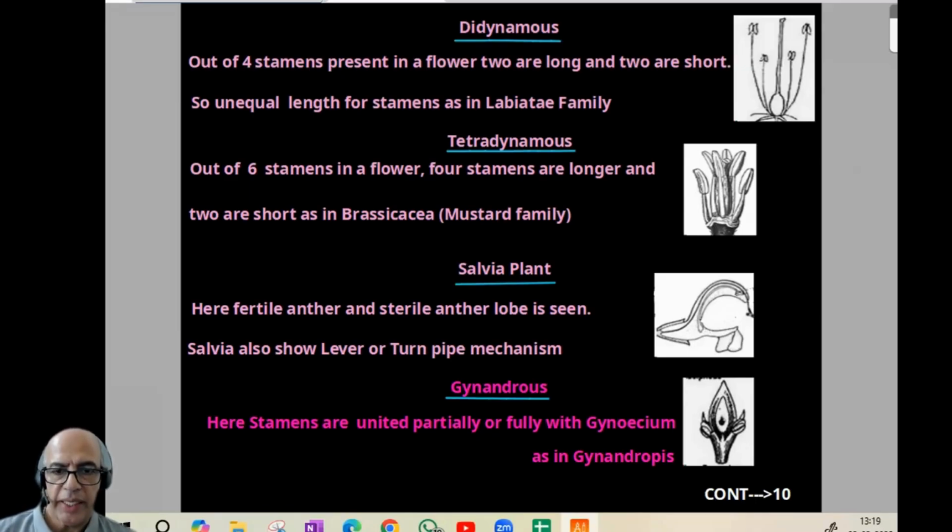Then when we discuss anthers, there is an exception: the Salvia plant, sage. Salvia we also studied previously. Here fertile anther and sterile anther lobes are seen, and Salvia shows a lever or turnpike mechanism. Only that much. Next, one more is gynandrous. Here stamens are united partially or fully with the gynoecium. That is called gynandrous, as in Gynandropsis. I think the idea is clear. Now we can proceed to the female part.